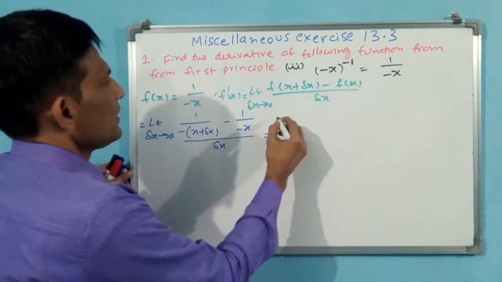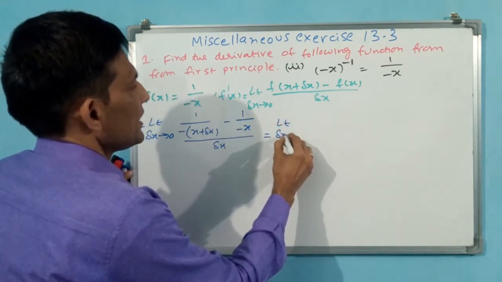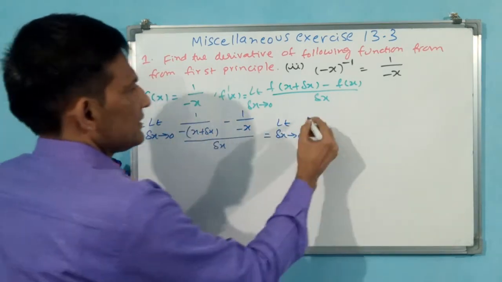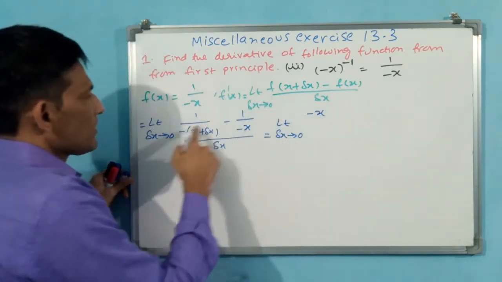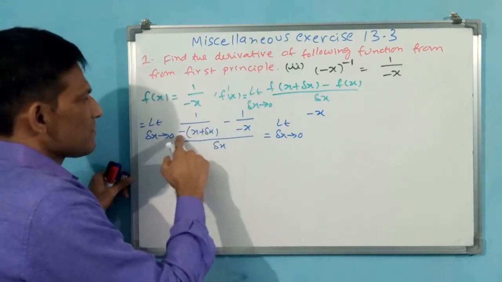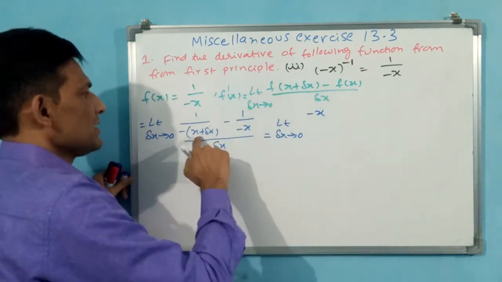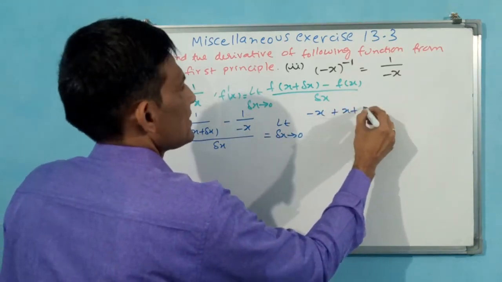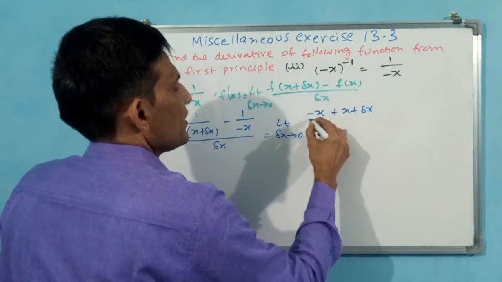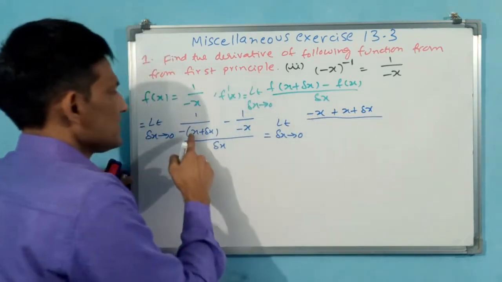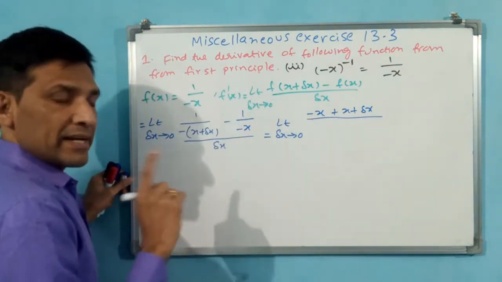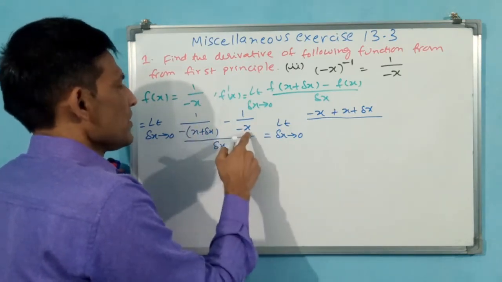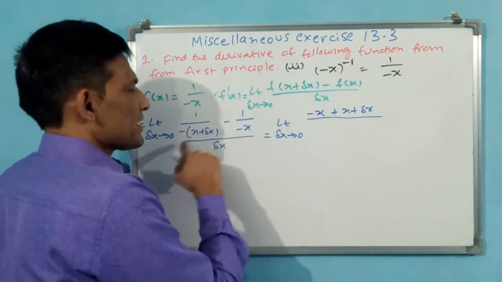That is equal to limit delta x tends to 0. Cross multiply: minus x, minus of minus is plus. You see, minus minus both become plus while cross multiplying. Then x plus delta x will come, plus x plus delta x. Always keep in your mind that these x are going to get cancelled. Now you see, cross multiplication means you have to do multiplication with the denominator.